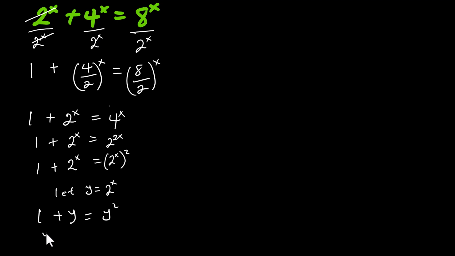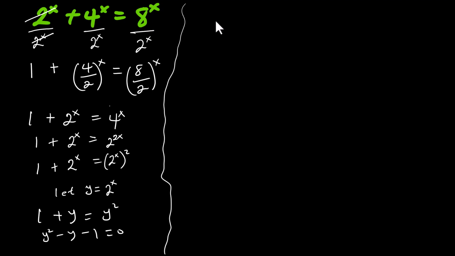Let's arrange it: y squared minus y minus 1 equals 0. What do you see here? A quadratic equation. Let's solve this by the method of completing the square. I'll write this as y squared minus y equals 1.